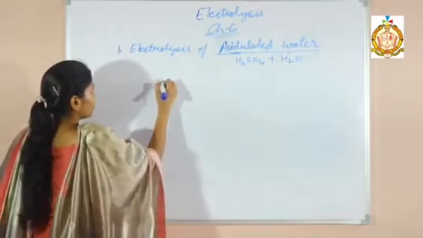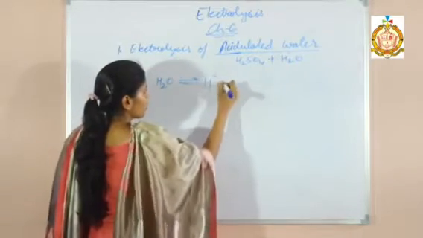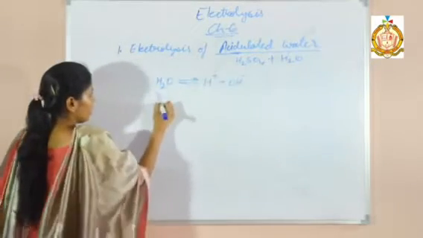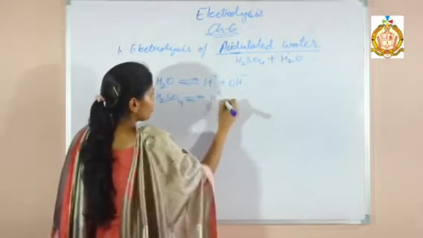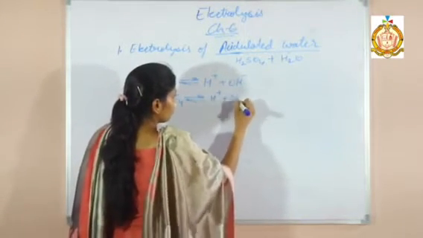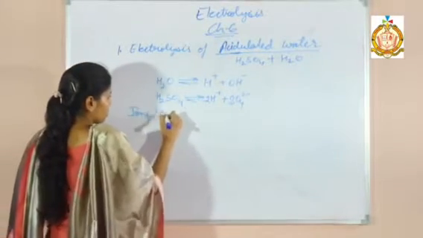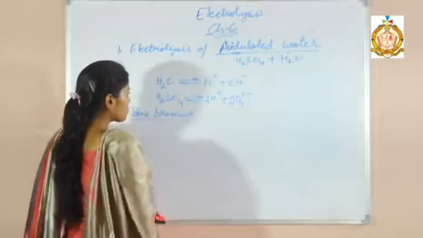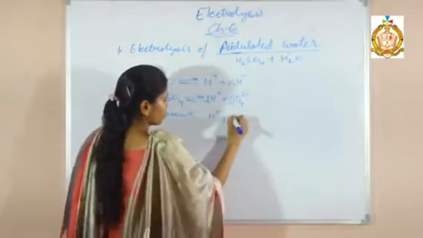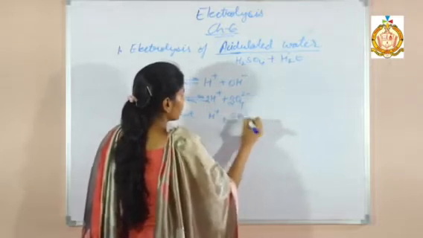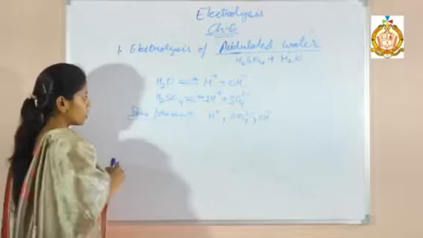First of all, ionization of water is written. Water will ionize into H positive and OH negative. And sulfuric acid will dissociate into H positive plus SO4 2 negative. Okay. Next one is ions present. Which ions are present? You can write H positive, SO4 2 negative, and OH negative. These are the ions present in the electrolysis.